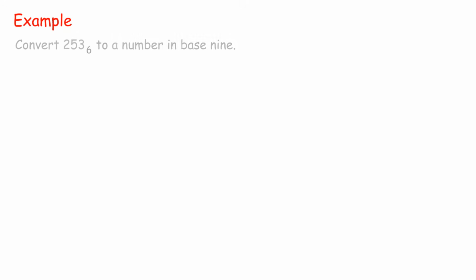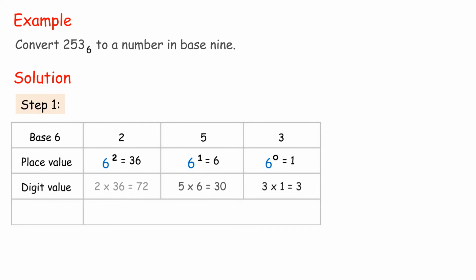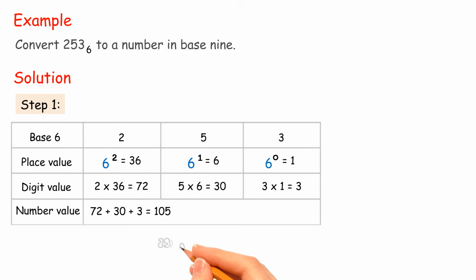Example: convert 253 in base 6 to a number in base 9. Solution. Step 1. Convert base 6 to base 10. First, write down the digit in base 6. After that, write down the place value, and then count the digit value, and lastly add up all the digit values, and get the number value. Thus 253 in base 6 equals 105 in base 10.